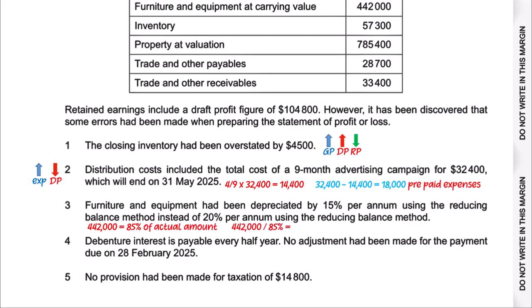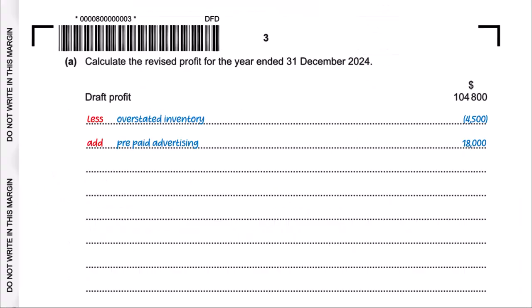If we divide 442,000 by 85%, we get the actual original amount that was before depreciation. And this is the 520,000. Now applying 5% on this original amount actually gives us the depreciation of 26,000. And this is the amount that was not subtracted, which caused the draft profit to be overstated. Therefore, to find the correct revised profit, we will subtract this $26,000. So let's write here less depreciation of furniture and equipment 26,000.